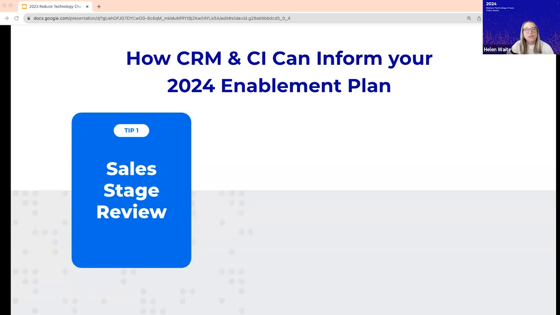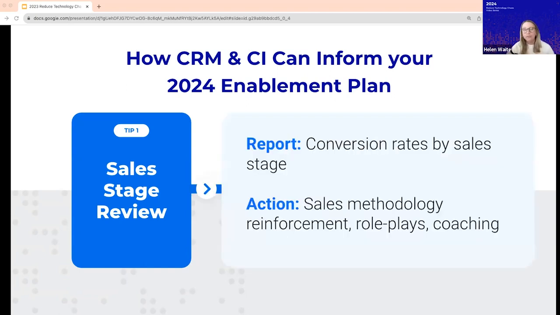The first tip is around a sales stage review. So we had a customer come to us who saw a massive spike in a decrease in their win rates at a certain sales stage. It was the discovery stage. So how can they use the data points that they have from their CRM and from their conversation intelligence to better attack this sales stage for the coming year?